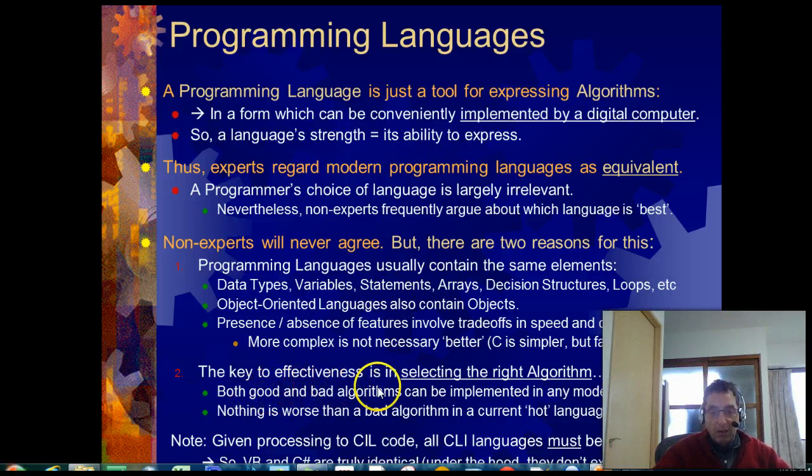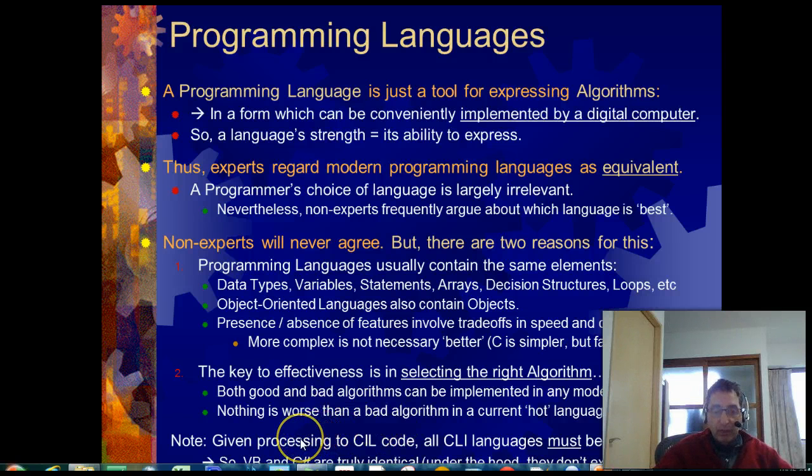Both good and bad algorithms can be implemented in any modern language. So you can implement a good algorithm, but you could also implement a bad algorithm. And he says nothing is worse than a bad algorithm in a current hot language. Well, I'm not sure exactly what that means, but basically he's saying that there are some languages considered cool now, but even if you have a cool language, if you use a bad algorithm, it's not going to work well.